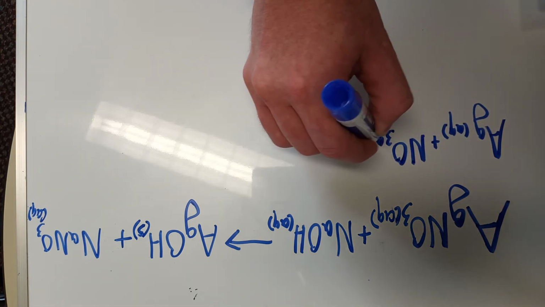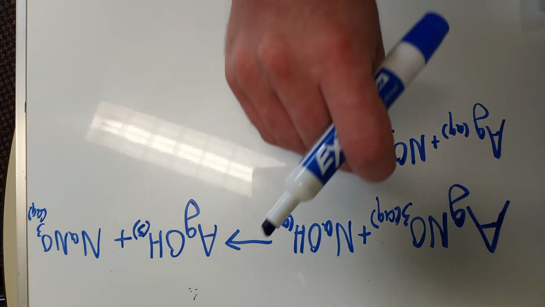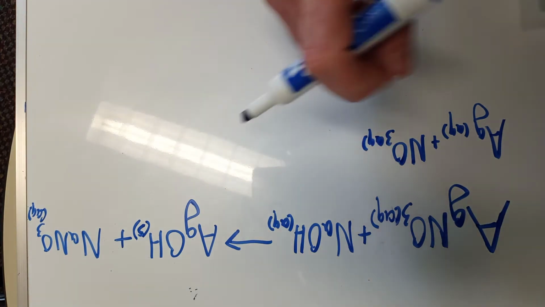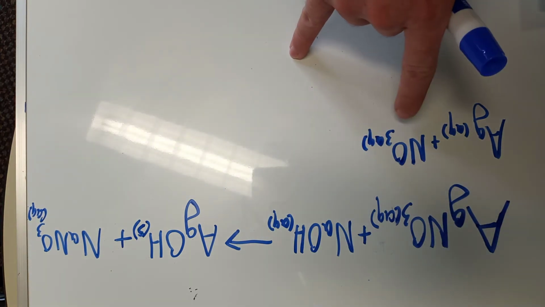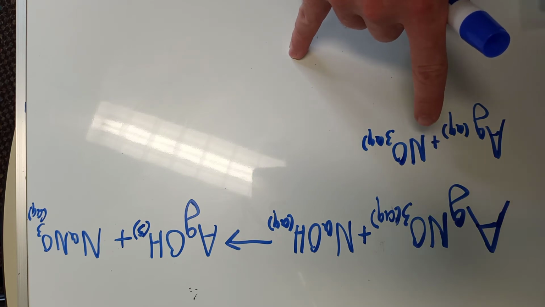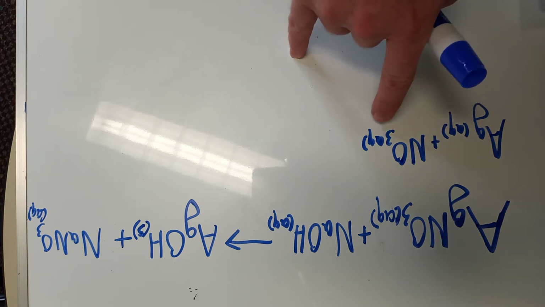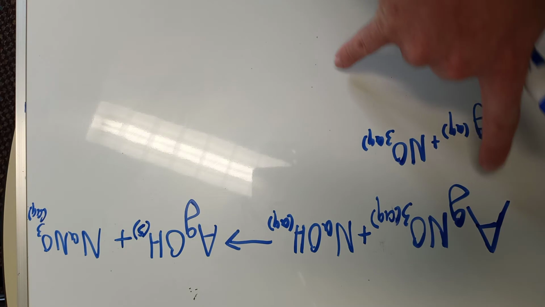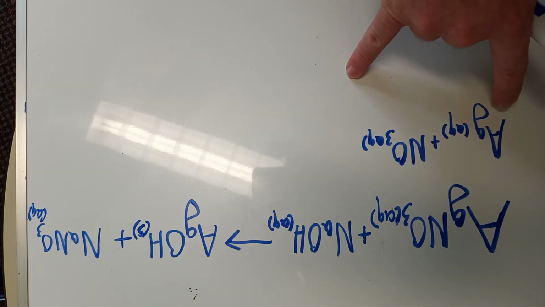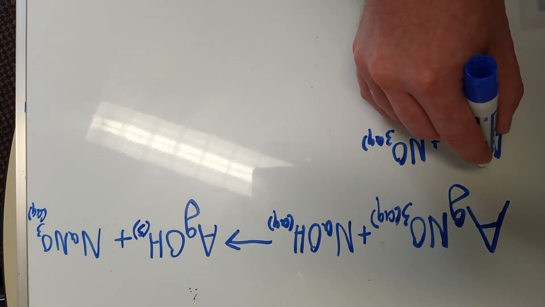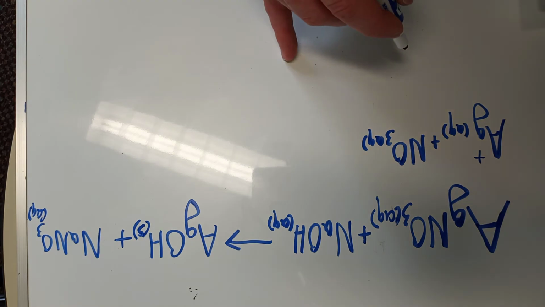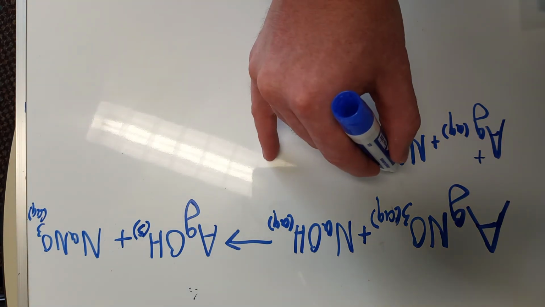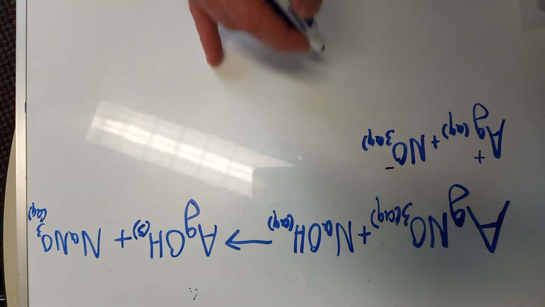I'm trying to write a little smaller so I don't run out of space, because when you split stuff up, it kind of gets expanded. Remember, when you split them up, you do need to include states. You also need to include charges, because this isn't just silver floating in the water. This is a silver ion. That's why the water could pull it apart, because it had a plus charge. This nitrate, same thing, except it's a negative.